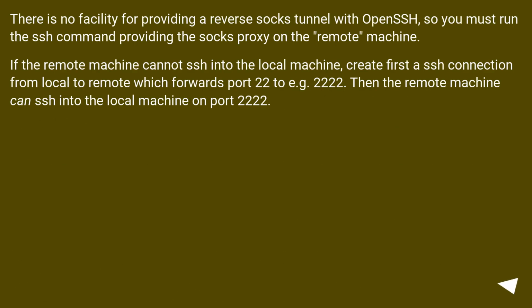There is no facility for providing a reverse SOCKS tunnel with OpenSSH, so you must run the SSH command providing the SOCKS proxy on the remote machine. If the remote machine cannot SSH into the local machine, first create an SSH connection from local to remote which forwards port 22 to, for example, 2222. Then the remote machine can SSH into the local machine on port 2222.